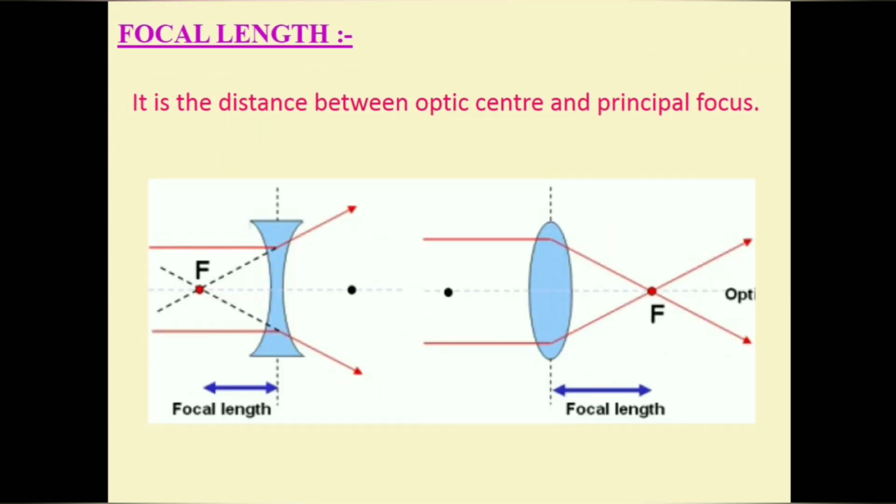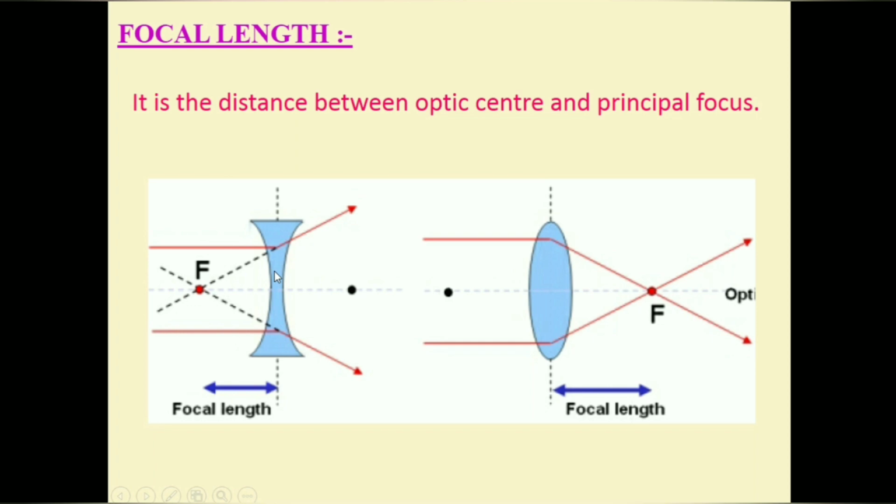Then focal length. So what is focal length? We already defined it in spherical mirror and spherical surface. That is the distance between pole and principal focus. Now here, instead of a pole, we have to consider optic center. The distance between optic center and principal focus is called focal length.